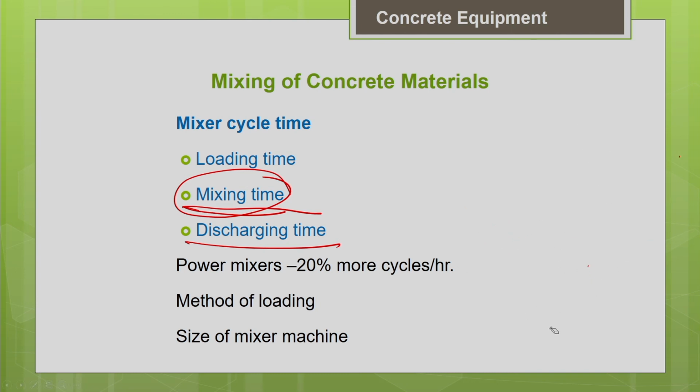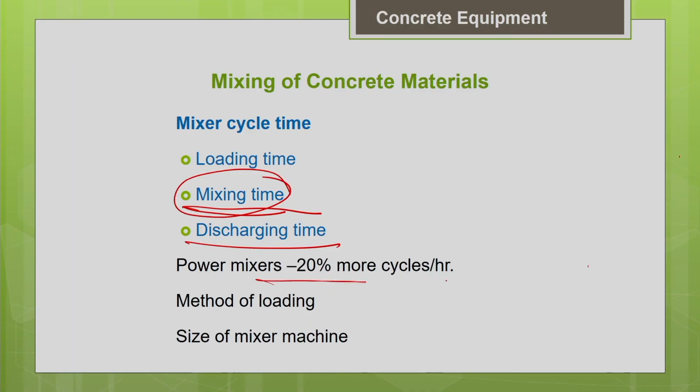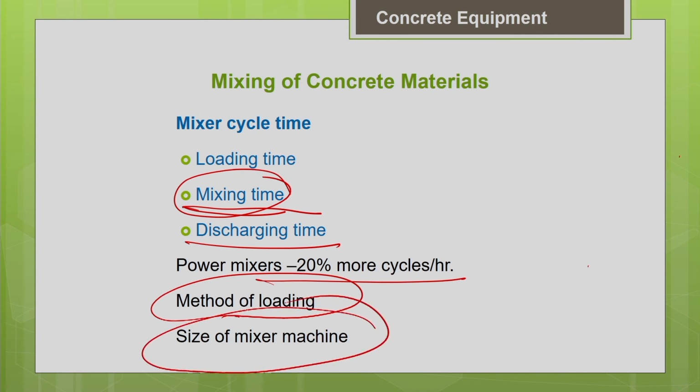So, the power mixers, you can see that the productivity, as I told you, is more when compared to free fall mixers, 20% more cycles per hour when compared to your similar size free fall mixers. So, as I told you, the mixer cycle time will depend upon your method of loading and the type of your mixer machine and the size of your mixer machine.